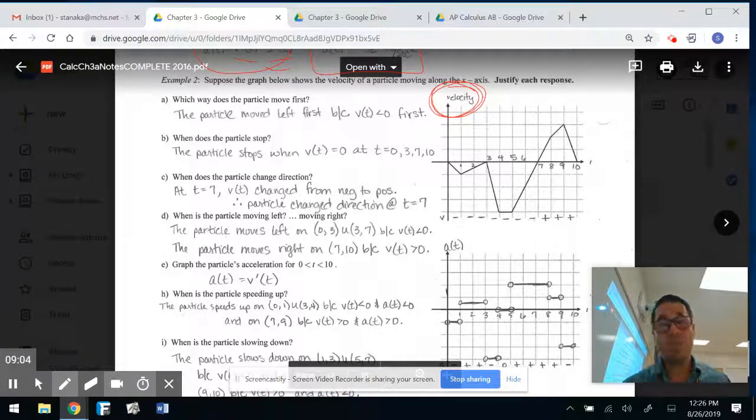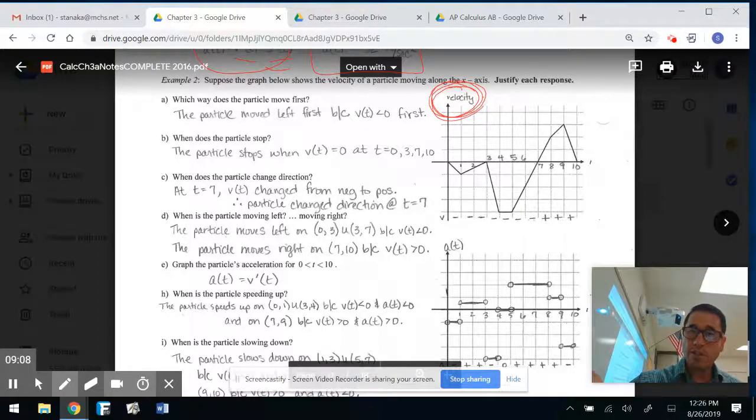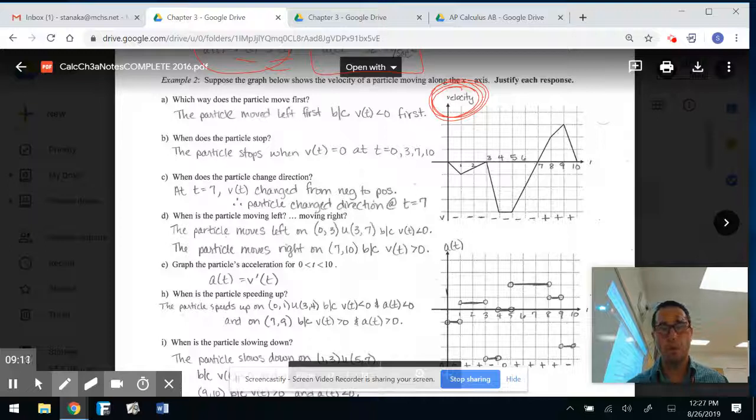Okay, and it's important to circle that guy 1, 2, maybe 3 times. When I circle that one 3 times, it helps me focus on what I'm looking at. If I want to know whether I'm moving left or to the right, I want to know what my velocity is. Since my velocity is negative down there, that means my velocity is less than 0, which means my particle is moving to the left first.